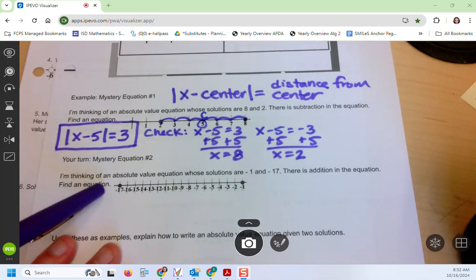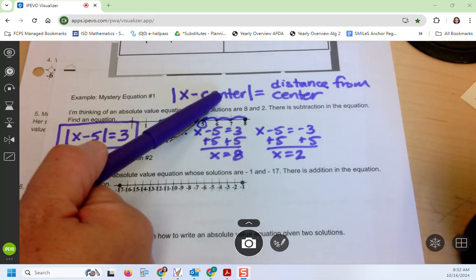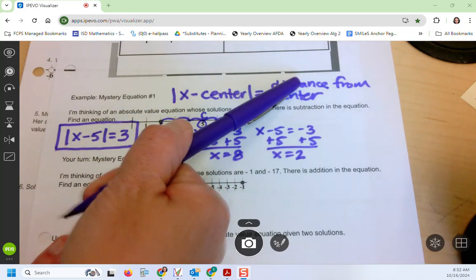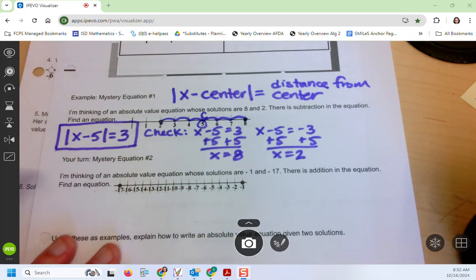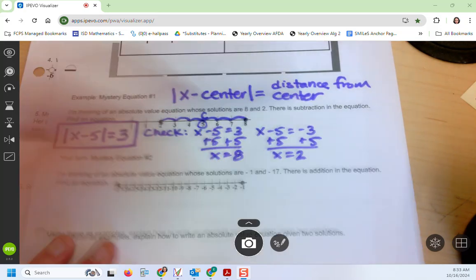So look at the next one. The solutions are -1 and -17. So you're going to think about what is the center and then what is the distance from center, and you're going to try to write this equation. It's a little bit harder just because the numbers are negative and they're bigger numbers. They're actually smaller numbers, but they're much farther from 0. So this is a little bit trickier in terms of the numbers we're using, but you can do the same thing. Find your center, find your distance from center.